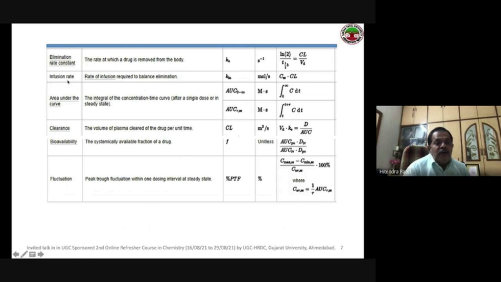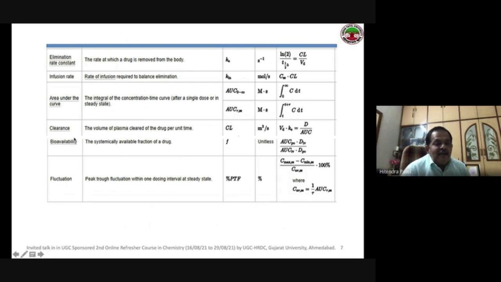Infusion rate is the rate of infusion required to balance elimination, right? That is KIN. And the area under the curve is the integral of the concentration-time curve, which is shown here. That is AUC, and that is tau, and SS, steady state level. SS is nothing but steady state level.